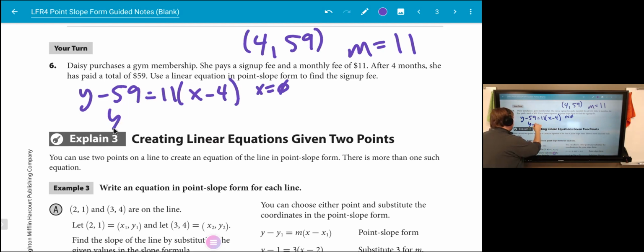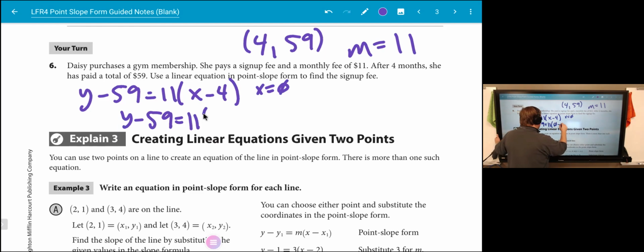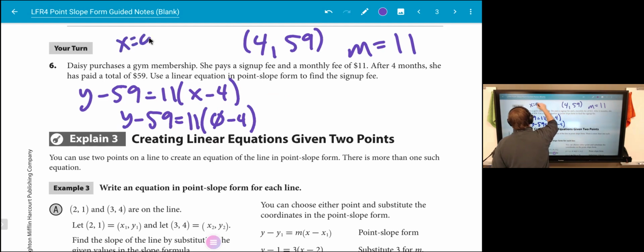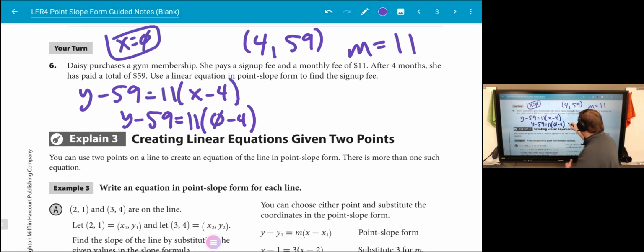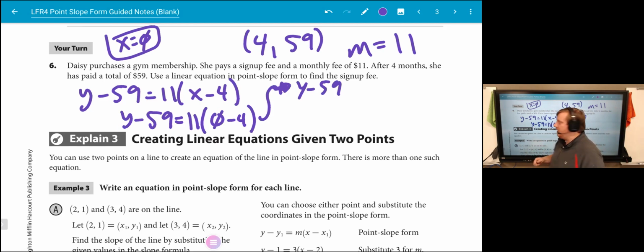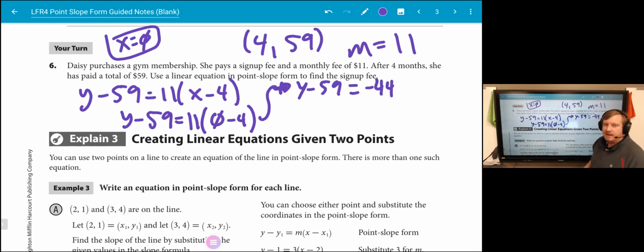So let's go ahead. y minus 59 equals 11 times 0 minus 4. Okay, I'm going to write the x equals 0 up here. All right, and so I'm going to work here now. On the left-hand side, I still have y minus 59. On the right side, I have 11 times 0 minus 4. Well, 0 minus 4 is negative 4. Negative 4 times 11 is negative 44. If I want to solve for y, I'm going to add 59 to both sides, and y equals 15.